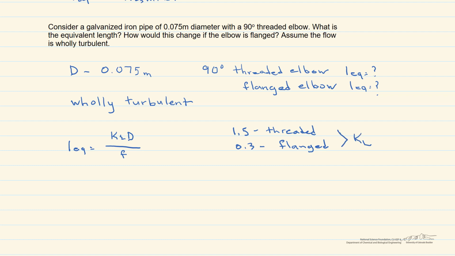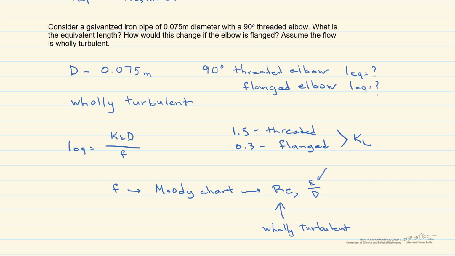So how do we find the friction factor? We're going to have to get it from the Moody chart. In order to use the Moody chart, we need to know the Reynolds number and the roughness factor divided by the diameter. The first thing is the Reynolds number. Because our flow is wholly turbulent, we don't need a Reynolds number. We can just use the line in the Moody chart for wholly turbulent.